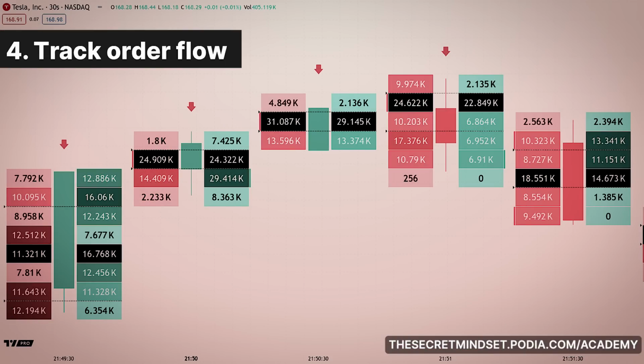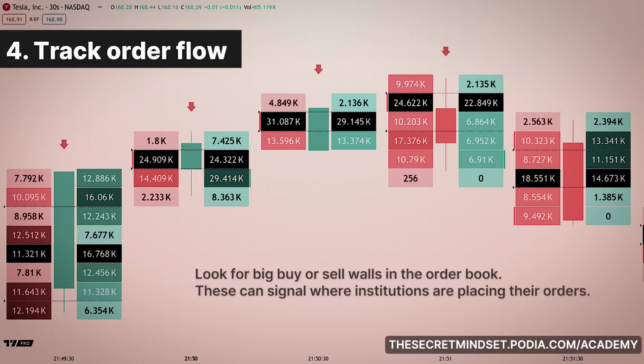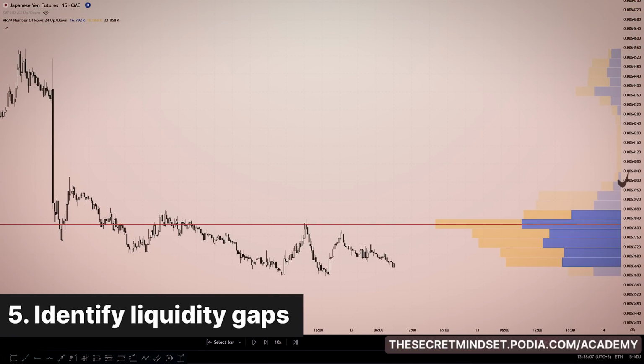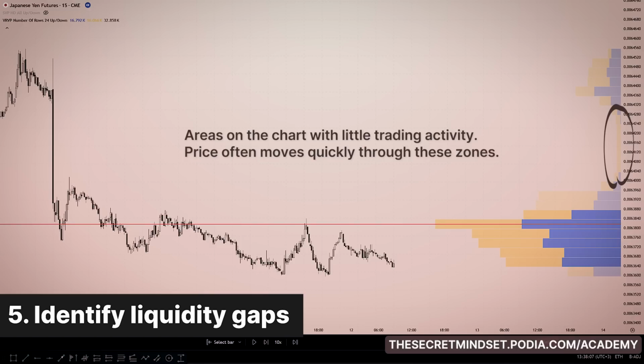Track order flow. Pay attention to how orders are coming in. Look for big buy or sell walls in the order book. These can signal where institutions are placing their orders. Identify liquidity gaps. These are areas on the chart with little trading activity. Price often moves quickly through these zones. Knowing where they are can help you set better entry and exit points.